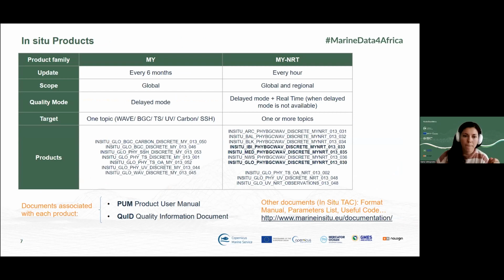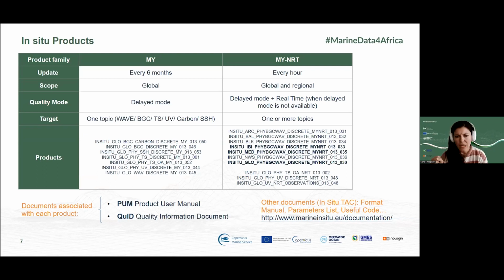we have two product families, the multi-year products and the multi-year NRT products. The multi-year products are updated twice per year in a global scope and provided with delayed mode quality control. They consider only one specific parameter category, so either waves or biogeochemical or temperature and salinity or currents or carbon or sea surface height. And on the other side, we have the multi-year NRT products, which are updated much more regularly, up to every hour. And when platforms are recording at a high frequency, we have data depending on the frequency of the platforms.